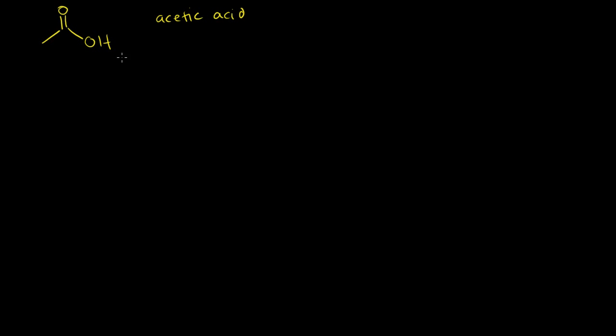And if you want to use the systematic name, you look for the longest chain, which is right over there. There are 2 carbons, so we use the eth prefix. So it's ethane. And since this is a carboxylic acid, it is ethanoic acid.